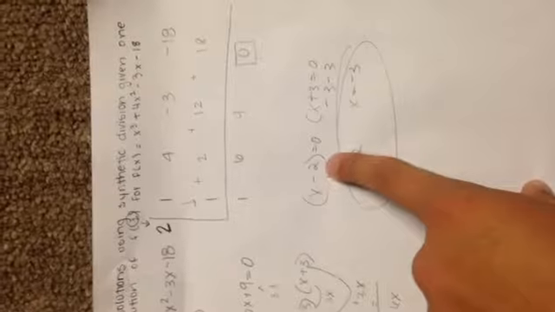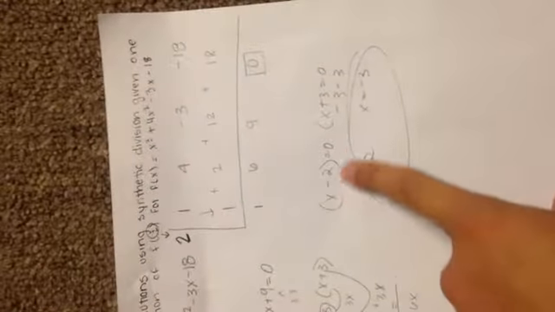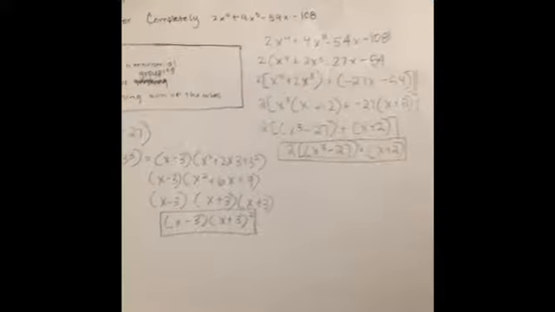Checking my work right here. After I check my work, the zero property is where you just set them equal to 0, and there are your solutions.